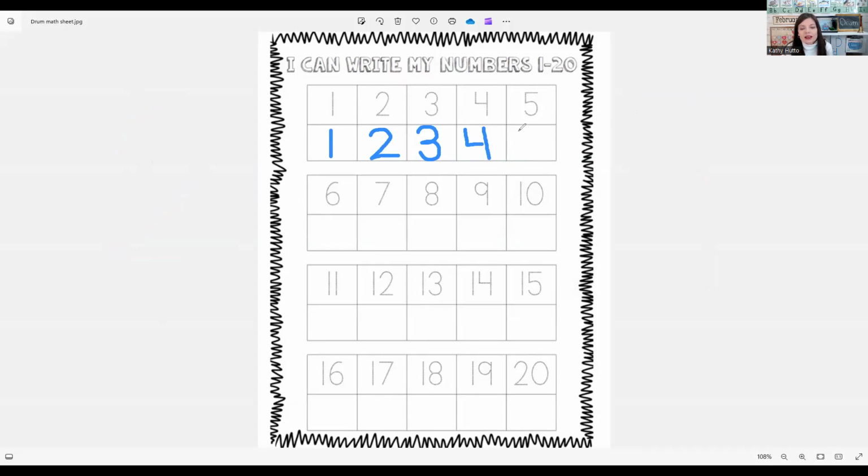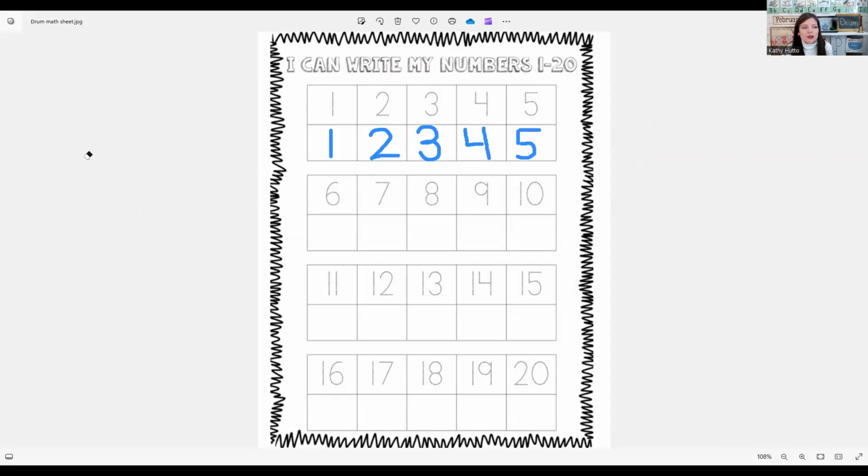Now number 5. Little line, backward C with a top. Let me show you that one more time. Little line, backwards letter C with a top. That's number 5.